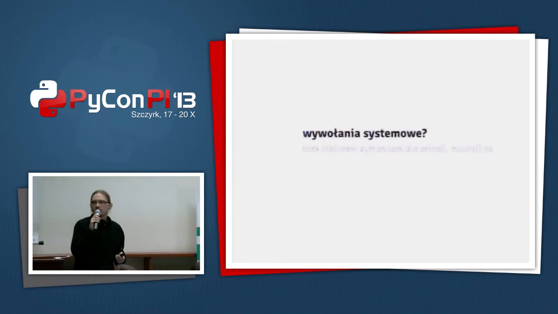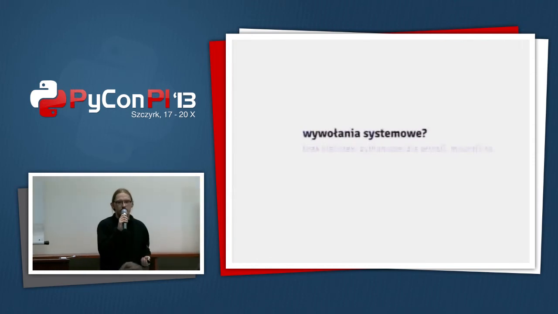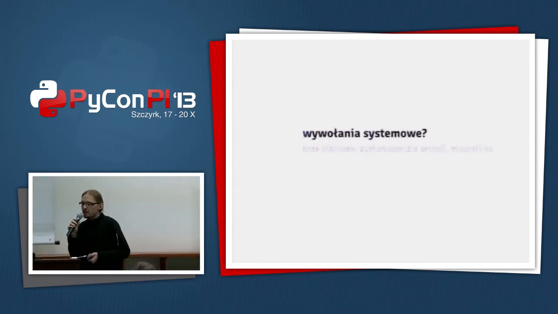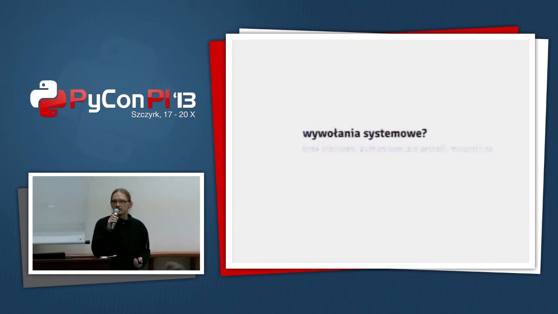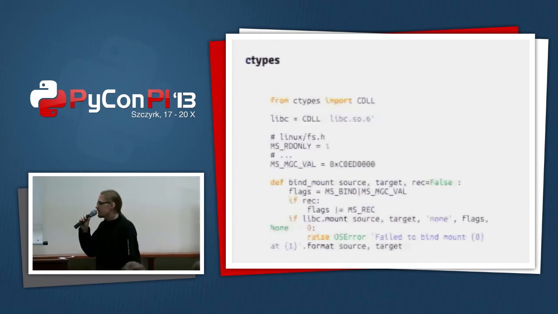Because first of all, there's no support for several system calls we needed very badly, like setns, which is a new system call, and there's no Python support for that. Mount is an ancient system call, and there's no Python support for that either. But still, there's the ctypes library. I'm not going to ask who heard about ctypes, because I'm sure everybody did.